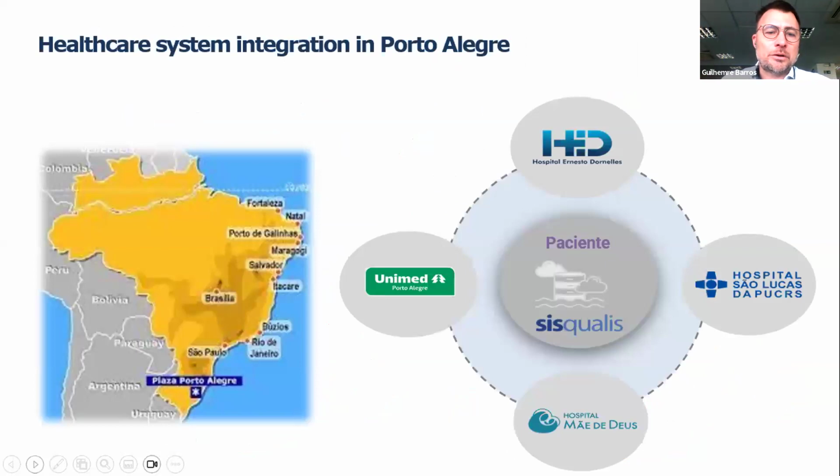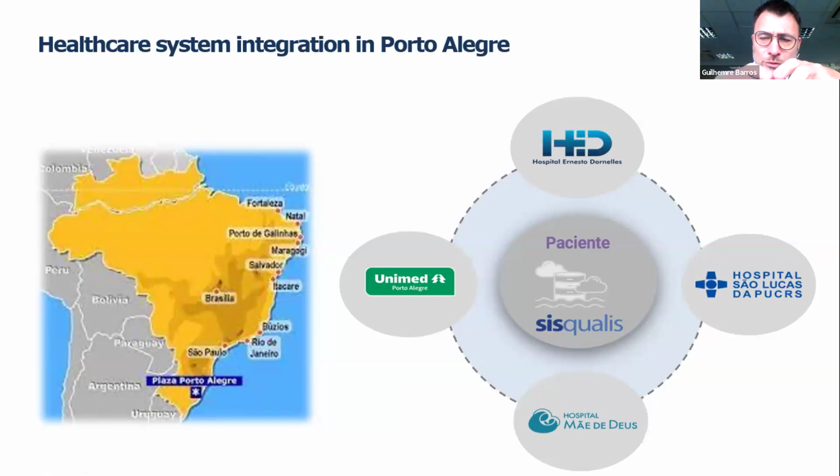We are here in Porto Alegre, in the south of Brazil, and we have another case we are starting to integrate, which involves 3 hospitals and a healthcare plan or insurance company with 600,000 people associated, which is Unimed Porto Alegre, and 3 hospitals: Hospital Ernesto Dornelles, Hospital Mãe de Deus, and Hospital São Lucas from PUC.